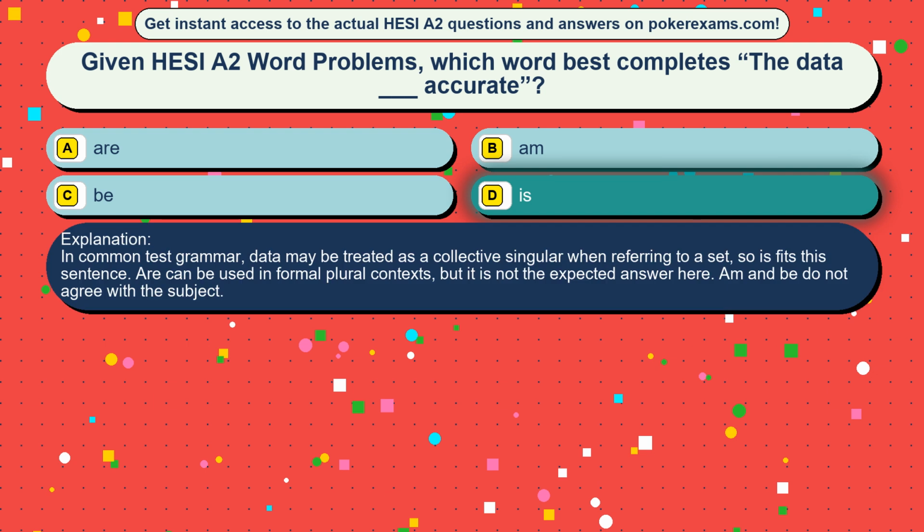In common test grammar, data may be treated as a collective singular when referring to a set, so is fits this sentence. Are can be used in formal plural contexts, but it is not the expected answer here.